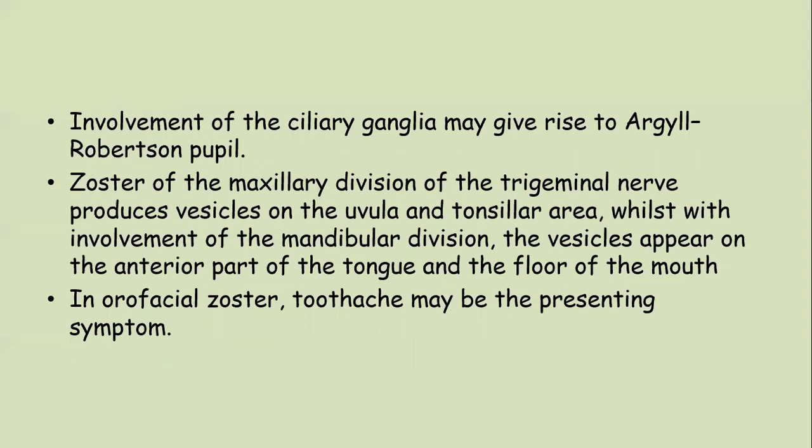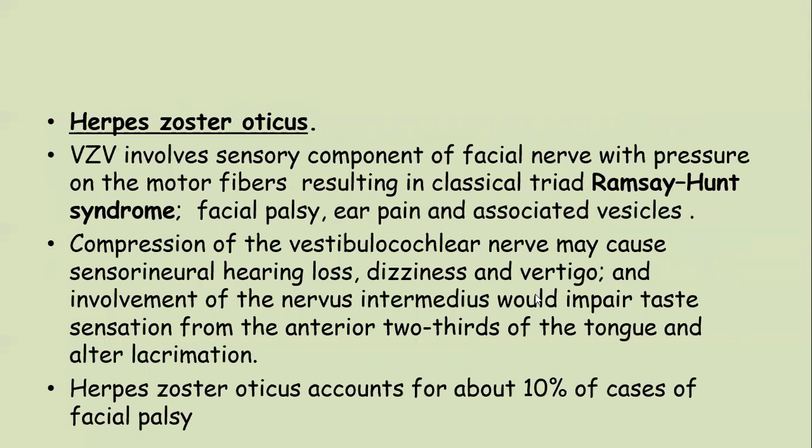The zoster of the maxillary division of the trigeminal nerve produces vesicles on the uvula and tonsillar area, while involvement of the mandibular nerve produces vesicles on the tip of the tongue and floor of the mouth. In orofacial zoster, toothache may be a presenting symptom.